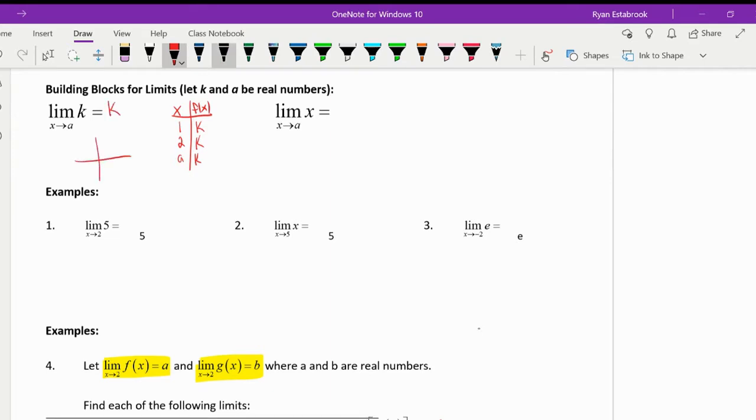As a graph, this would look like a horizontal line. No matter what x is equal to, the function value is equal to a y value of k.